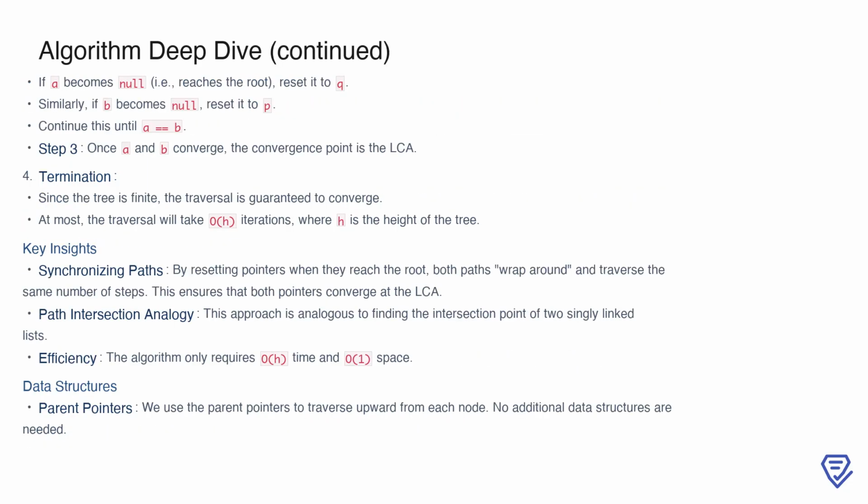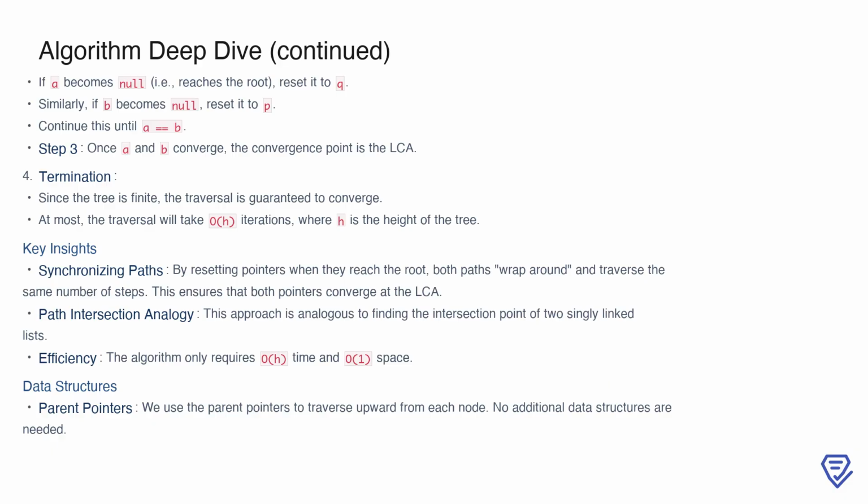The algorithm begins by initializing two pointers, A and B, at nodes P and Q, respectively. The traversal works as follows. If pointer A reaches null, meaning it has climbed past the root, it is reset to node Q. Similarly, if pointer B becomes null, it is reset to node P. This process continues until the two pointers meet, at which point they will converge at the lowest common ancestor. Since the tree is finite, this traversal is guaranteed to terminate.